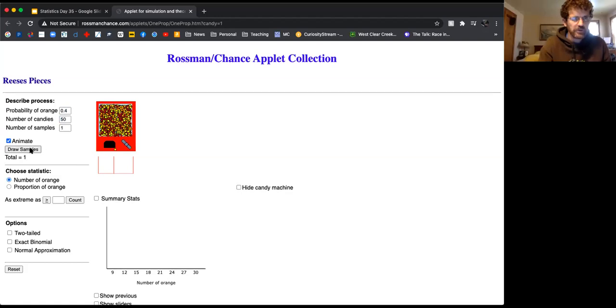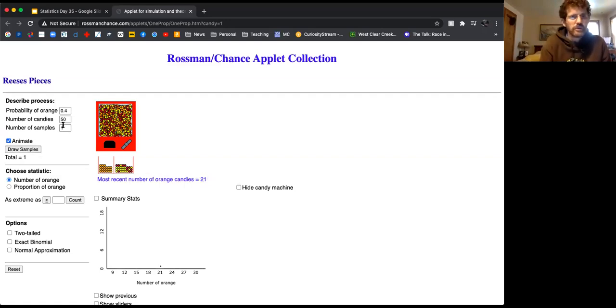It's going to be a little choppy, but you'll see what's going on. It's taking a sample for us. In this last example, I got 21. You don't need to write this one down, but I got 21 orange candies.